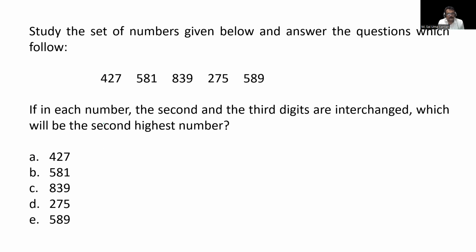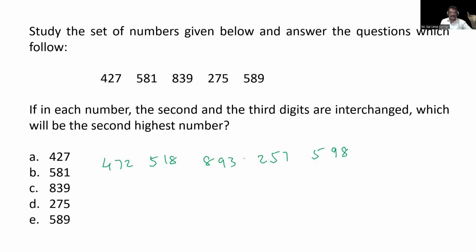If in each number the second and third digits are interchanged, suppose the second and third digits are interchanged, here the first number becomes 472, second number 518, third one 893, fourth one 257, fifth one 598. If in each number the second and third digits are interchanged, which will be the second highest number?